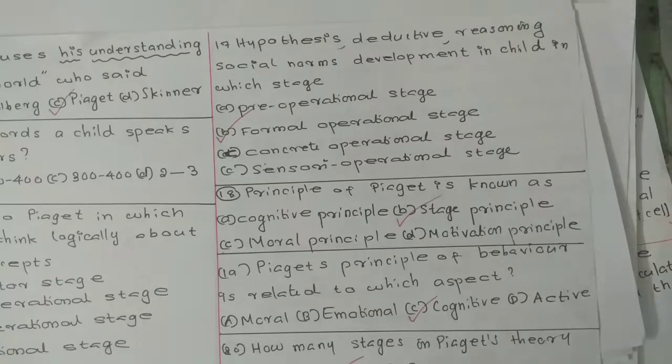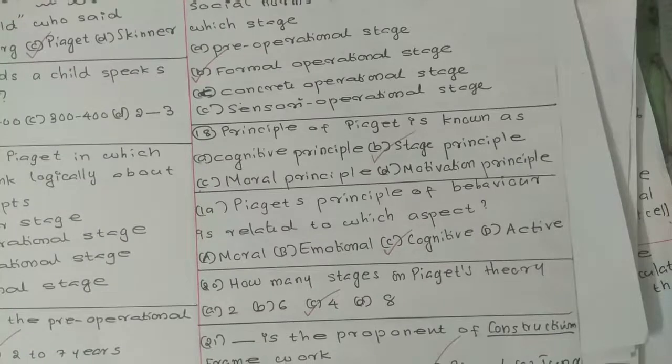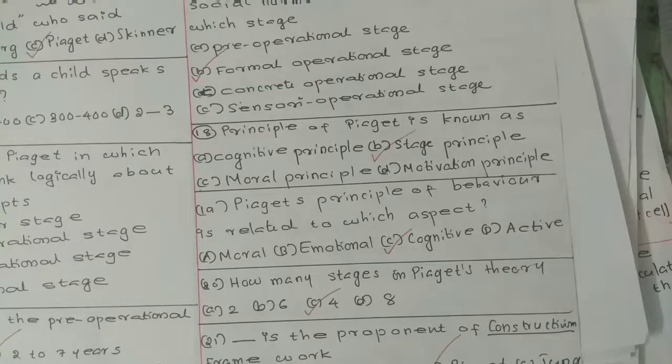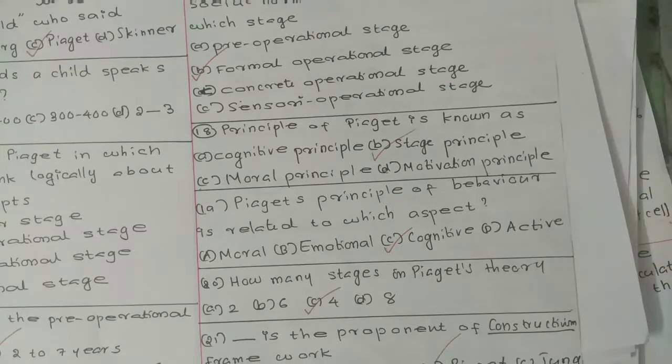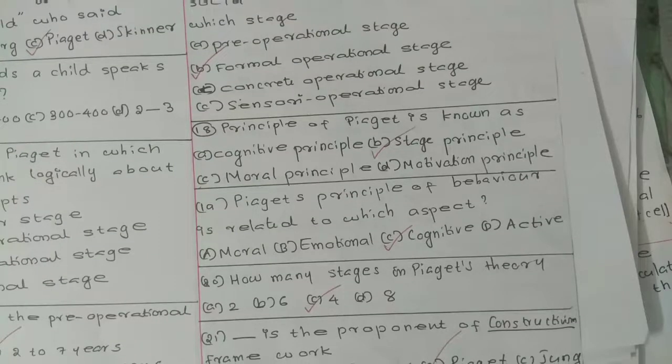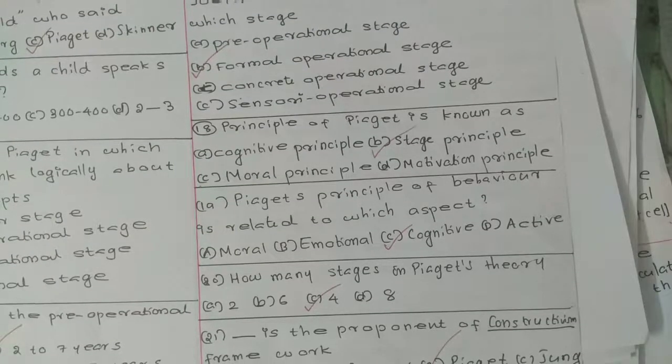Piaget's principle is known as a cognitive principle, stage principle, moral principle, motivational principle. The answer is stage principle. Question number 19. Piaget's principle of behavior is related to which aspects? Option A, moral. Option B, emotional. Option C, cognitive. And option D, active. So the answer is cognitive.